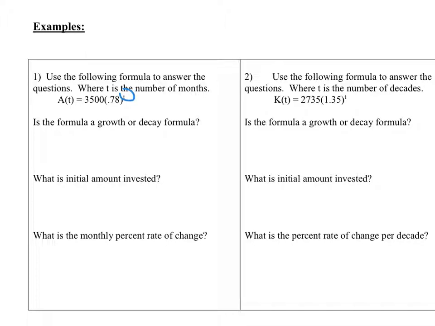Well, according to this, remember we do 0.78 minus 1. It's negative 0.22. So it's 22.0% negative. So it's 22.0% decay because we know this is negative. So we know this is a decay formula. If T is all by itself up here, meaning there's no number on it or anything, we can just look right here. If the base is greater than 1, it's growth. If it's between 0 and 1, it's decay.